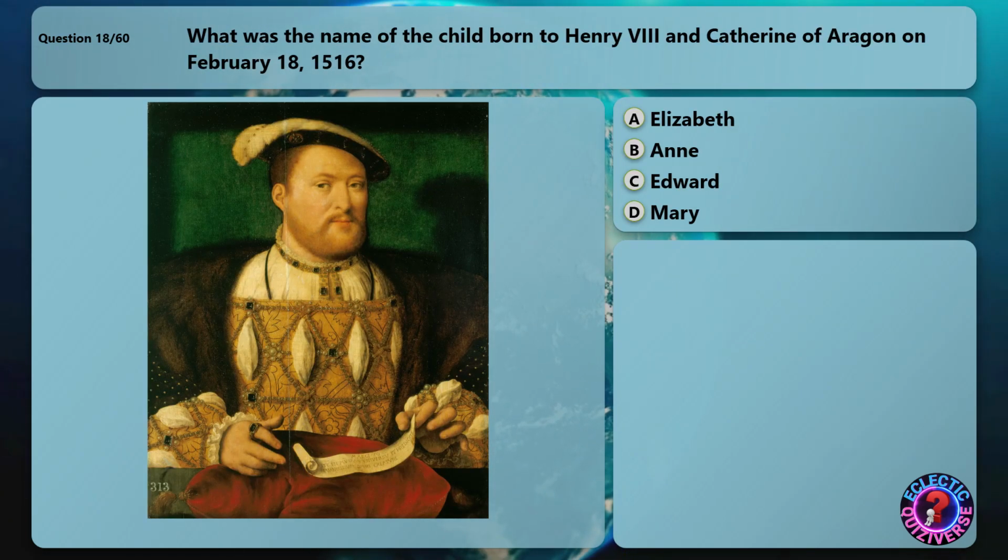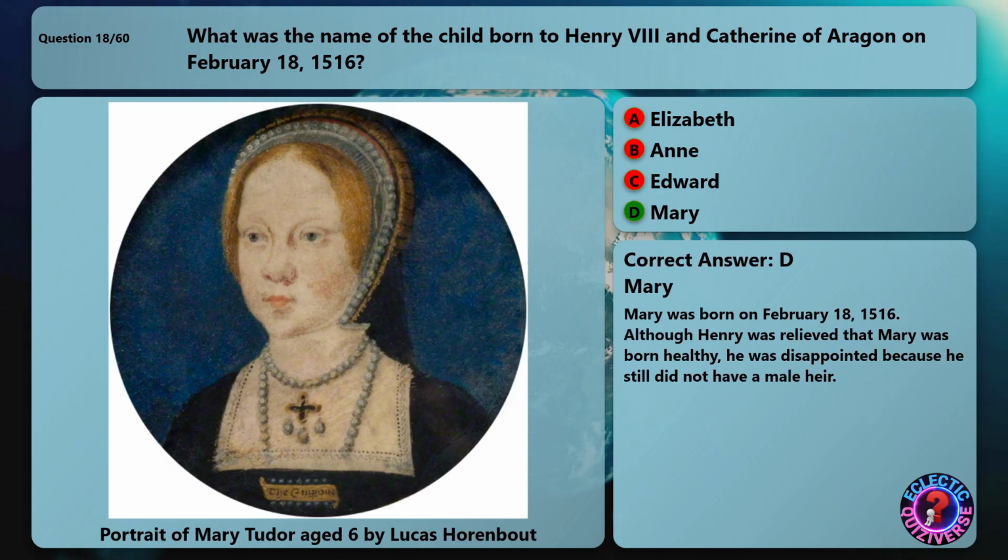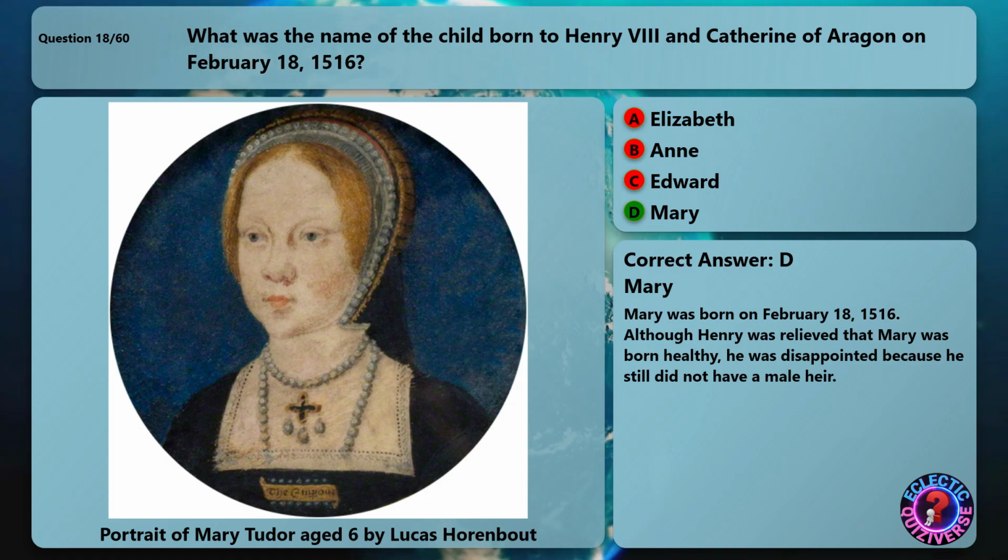What was the name of the child born to Henry VIII and Catherine of Aragon on February 18, 1516? The correct answer is Mary. Mary was born on February 18, 1516. Although Henry was relieved that Mary was born healthy, he was disappointed because he still did not have a male heir.